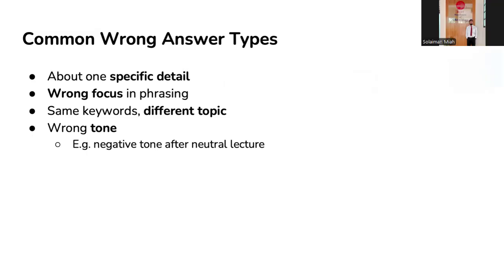Some answers focus too closely on one specific detail, even though the recording covered a much broader point. Other options use the right keywords but twist them into a different topic. You'll also see choices that use the wrong tone, such as adding a negative attitude when the lecture was neutral. Keeping an eye out for these patterns will make eliminating wrong answers a bit easier.